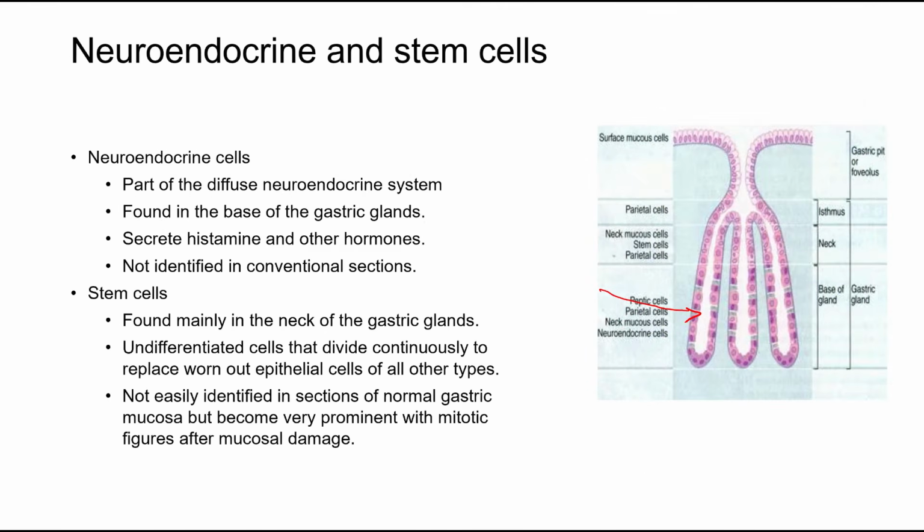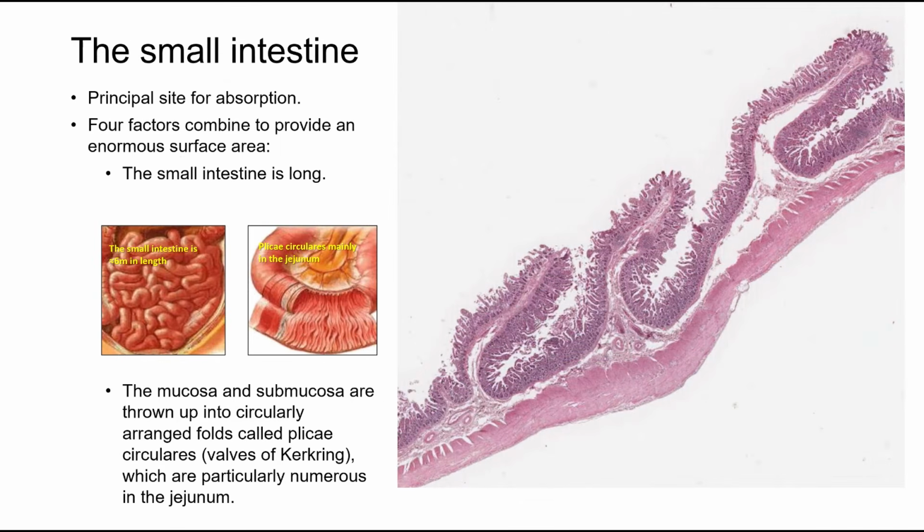The other type of cells are called the stem cells, and they are found mainly in the neck region of the gland. They don't have a special feature, but we can say that this is a stem cell if we can see a mitotic figure, because these cells are continuously dividing and replacing all the other types of cells in the gastric glands. Now, so far about the stomach, let's deal with the small intestine.